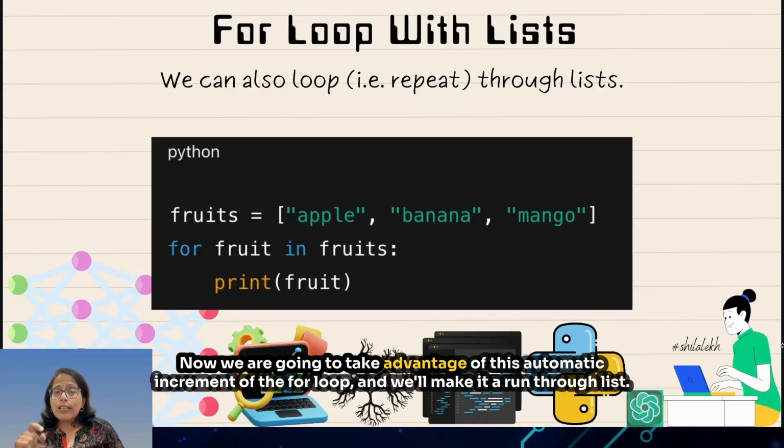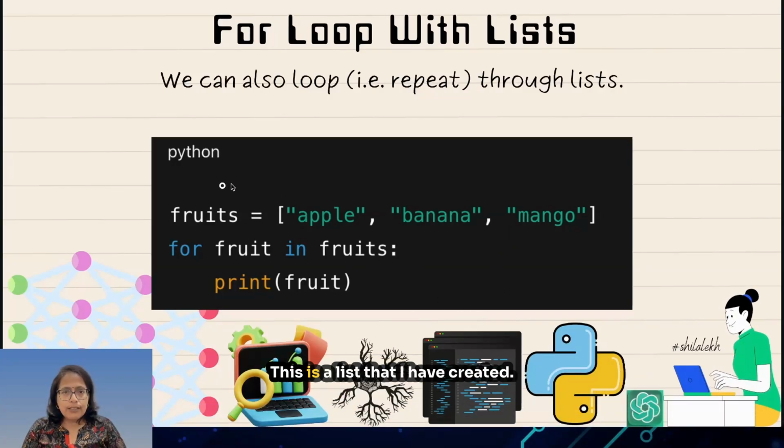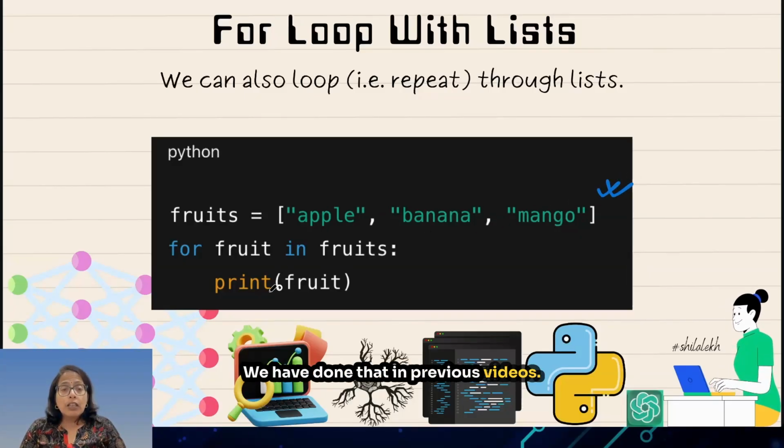Now we are going to take advantage of this automatic increment of the for loop and we'll make it run through a list. This is the program that I have here. This is a list that I have created. You already know about lists. We have done that in previous videos.